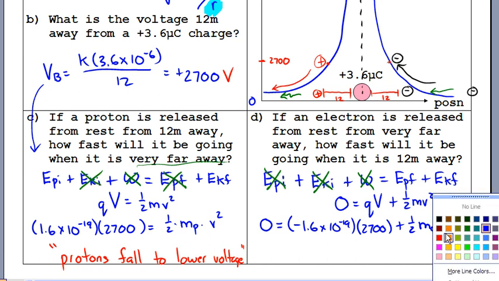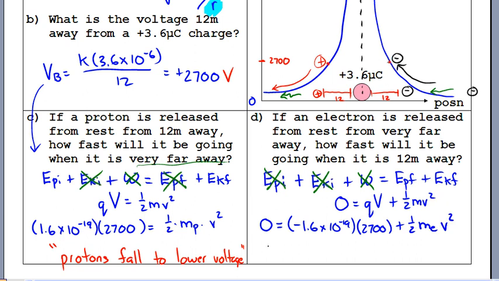So instead of actually telling you the number, I'm going to do two things instead. I'm going to say, just in my little air quotes here, that electrons, and this is also true for any negative charge, they just do this spontaneously. Electrons fall to higher voltage. They seek higher voltage. They will pick up speed as they go towards a higher voltage.